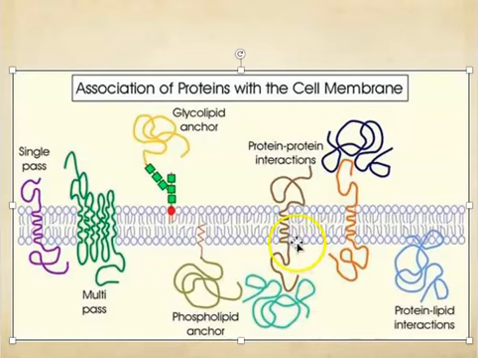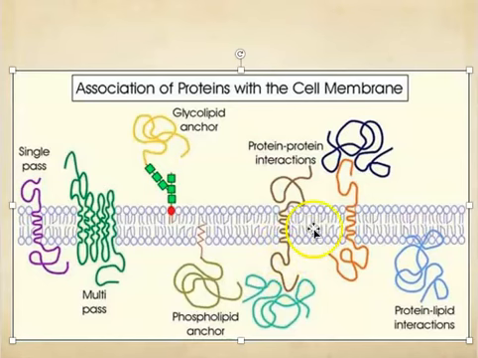So take a look at this brown protein right here. The way this protein has folded up, part of it sits out by the head region of the outer monolayer, part of it sits right in the tail region, and part of it sits out in the tail region of the inner monolayer. This is a transmembrane protein, and it is a single pass protein.